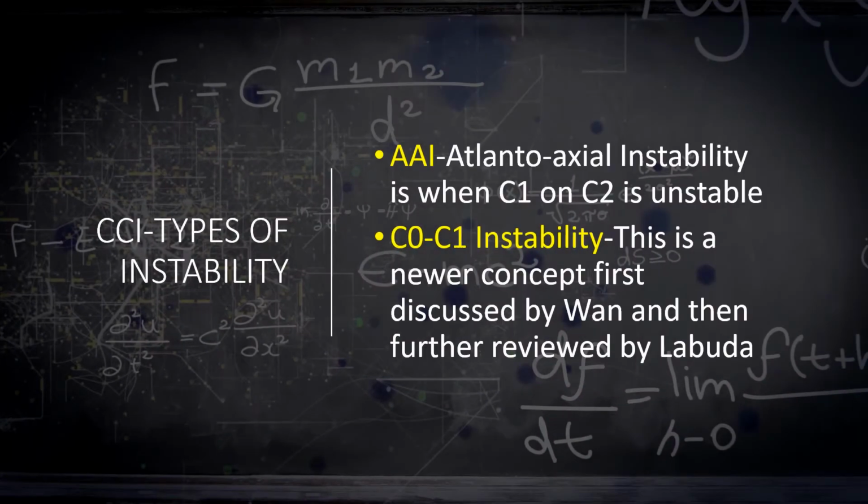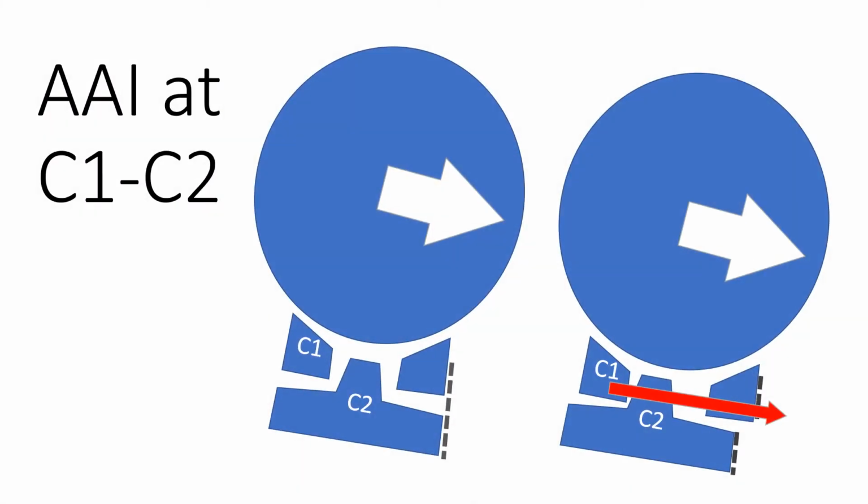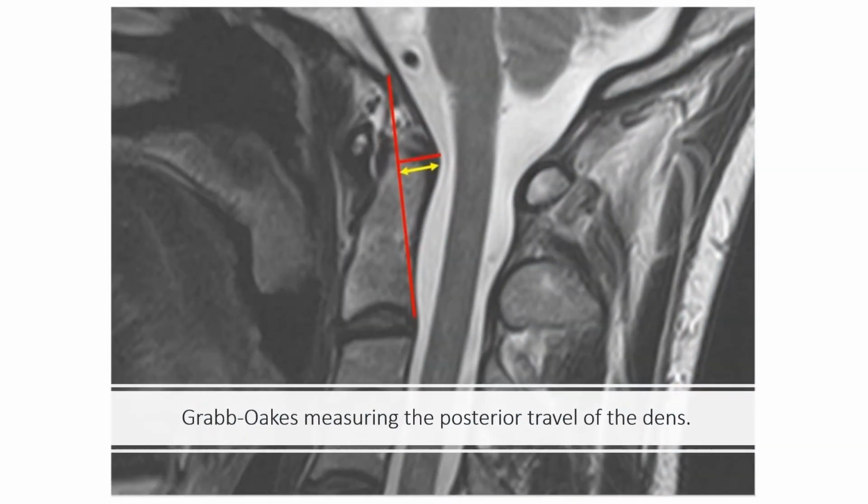And we have different types of instability. Now, we talk quite a bit about atlantoaxial instability, and that's the C1, C2 overhang stuff. But there's also probably instability at the next joint up. So atlantoaxial instability, this is the C1, C2 overhang that we see on DMX. And it could also be an increased Grab-Oaks measurement where the dens comes too far backwards.